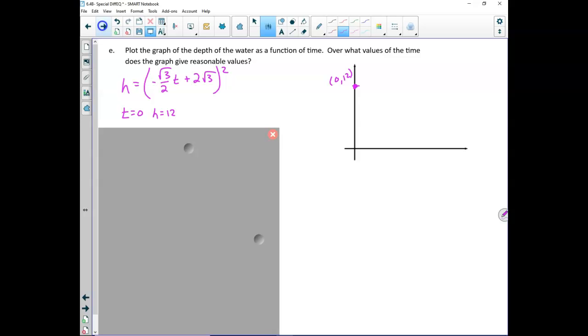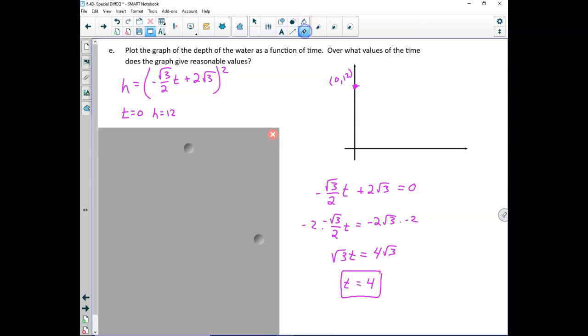Let's think about it a second. If I took negative square root 3 over 2 times t plus 2 square root 3, when does that equal 0? When will the height equal 0? That's what I'm looking for. I would take negative square root 3 over 2 times t equals negative 2 square root of 3. I'm going to multiply by negative 2, and that gives me square root 3 t equals 4 square root 3. As I divide by square root 3, I get t equals 4. I'm going to have to look at that a second.